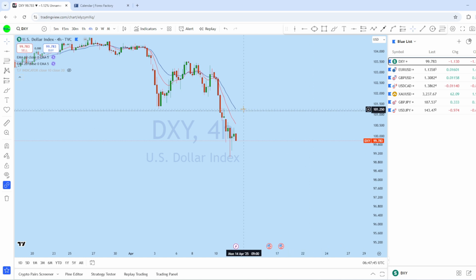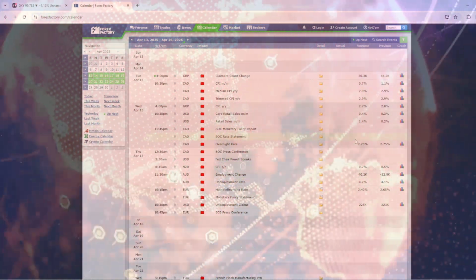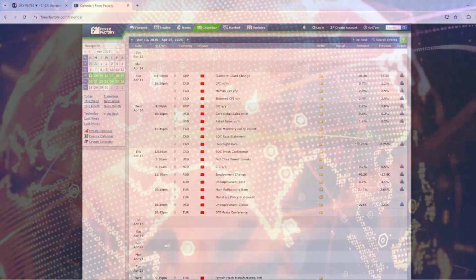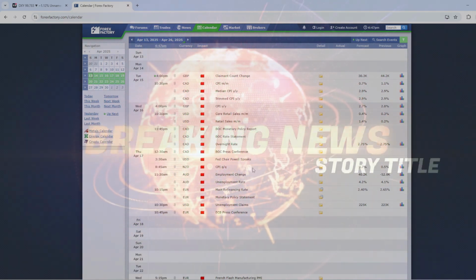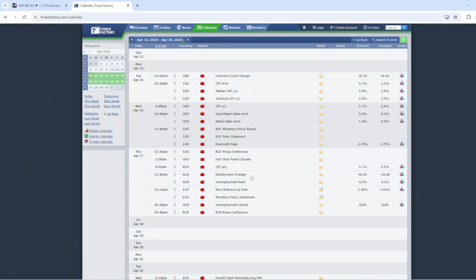Along with the trend, from the fundamental perspective the market is pretty rich this week as well. We can see quite a few important news events coming on GBP, CAD, dollar, euro, and all of these instruments. We could see that the market is moving because of this important news.